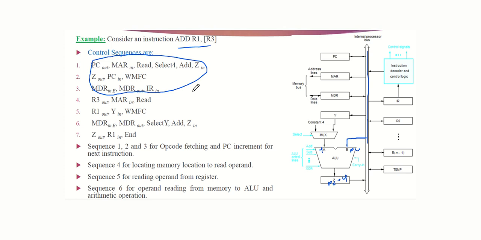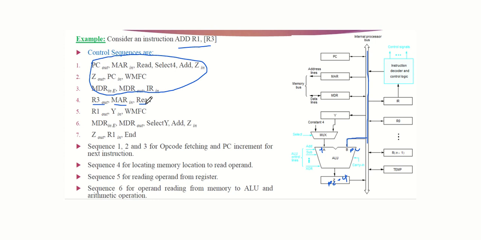Now, we have to say R3 out and MAR in. Why? R3 stores the address of an operand, the source operand actually. So it means that we have to put that address into the MAR and allow the MAR to fetch it, right? So that's what this line is doing. So say R3 out, MAR in, then we execute read, right?